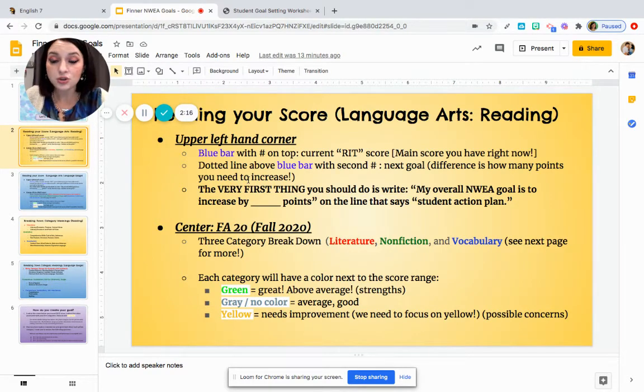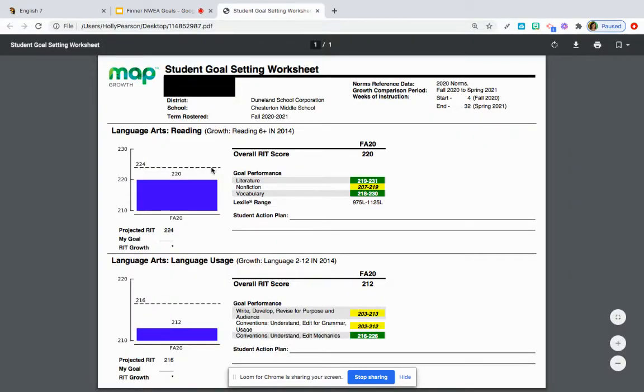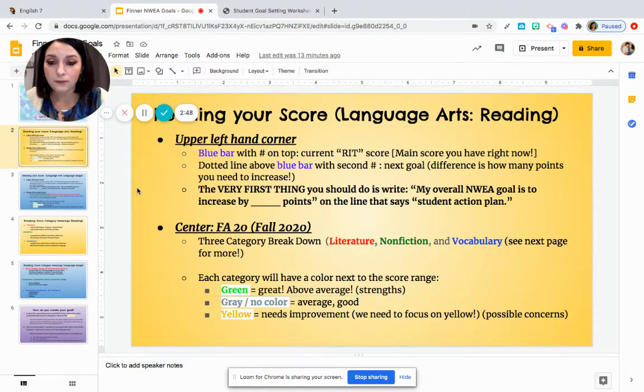So the first thing you should do on your paper is write, my overall NWEA goal is to increase by blank points. That's what you're going to write on the line that states student action plan. So for example, again, for the students, they were a 220. You can see it with this blue chart. It's also stated here with their overall RIT score. So this student would write, my goal is to increase by 4 points, because they're trying to get to a 224. Okay, so I hope that's helpful.